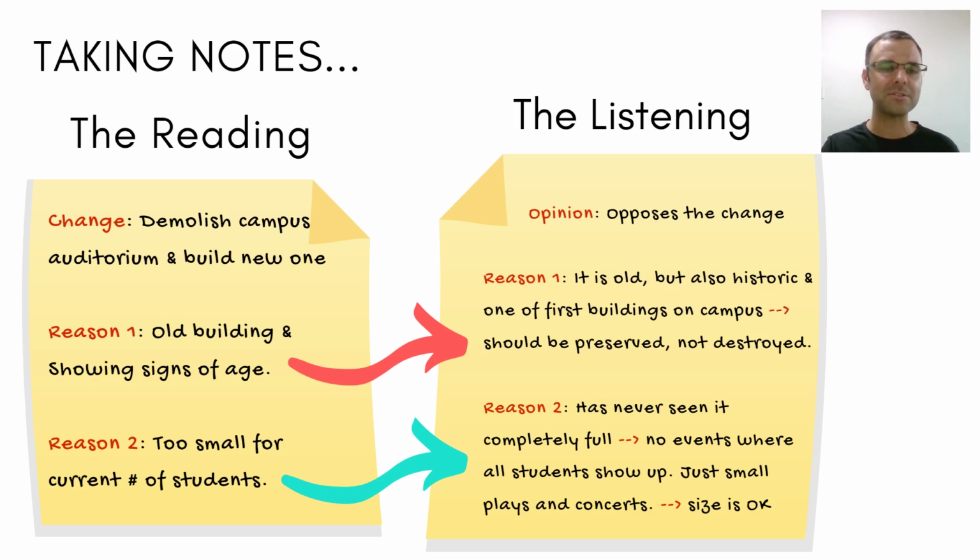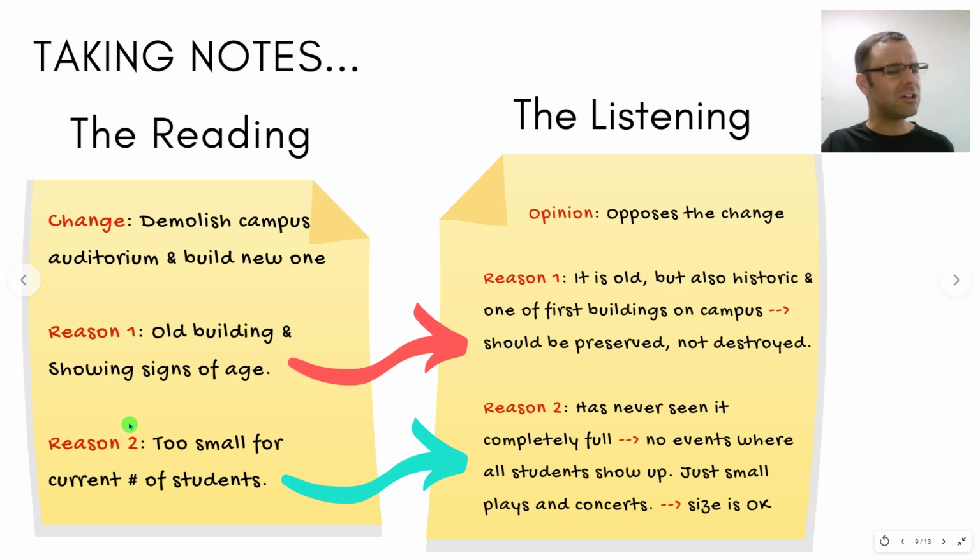Check both spots. Next up, you need to make a note of the first reason for this change. In this case, it's an old building that's showing signs of age. And lastly, you need a note about the second reason for the change. In this case, it's too small for the current number of students.